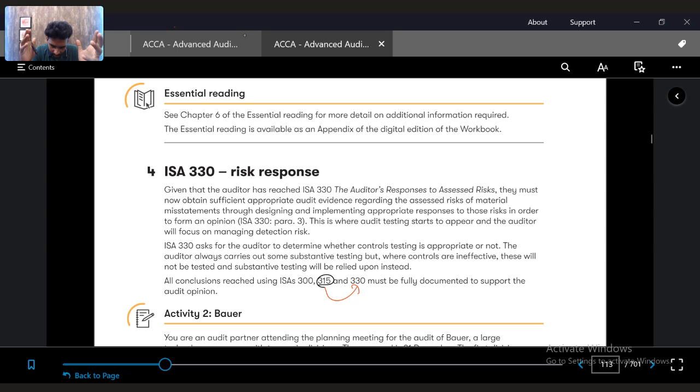So to ensure that the auditor actually obtains appropriate audit evidence, he needs to assess the risk of material misstatements as well as implement appropriate responses to those risks, which will help him to form an opinion. This will help the auditor focus or prioritize his testing, and will help him to minimize the detection risk.